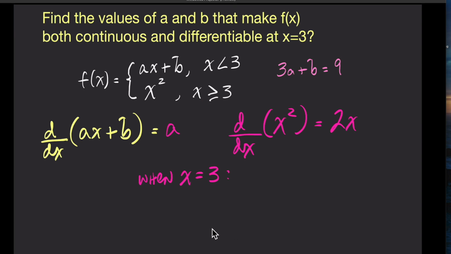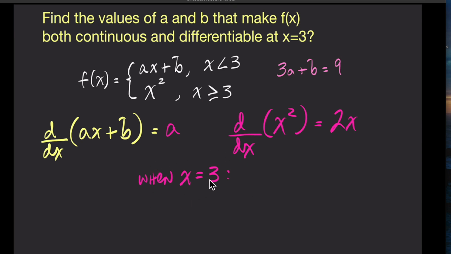As promised, we're going to take the derivatives and set them equal to one another. Here's the derivative of the top expression with respect to x. If we do the power rule here, the 1 is going to come out in front, and we're going to get 1a, the b goes away. And here we're going to do the power rule again, and we have 2x. Now don't forget, folks, we're focusing when x equals 3.